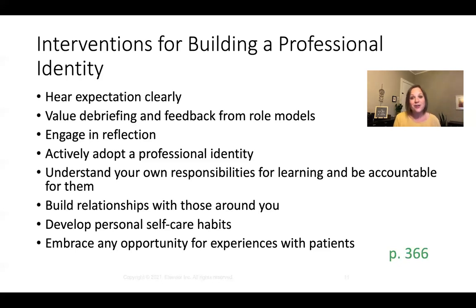And so that's how I learn and grow in my profession, is continuing to ask and elicit feedback, engaging in reflection. And that can be through reflective journaling and just a reflection of your own learning, continuing to actively adopt a professional identity, being accountable, and building relationships around you.